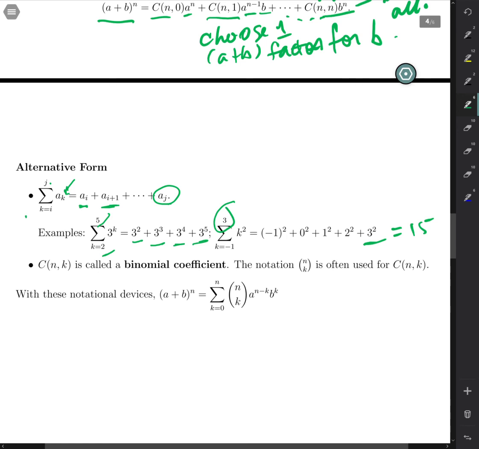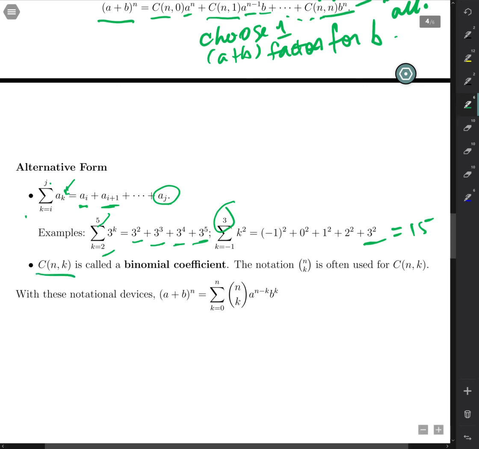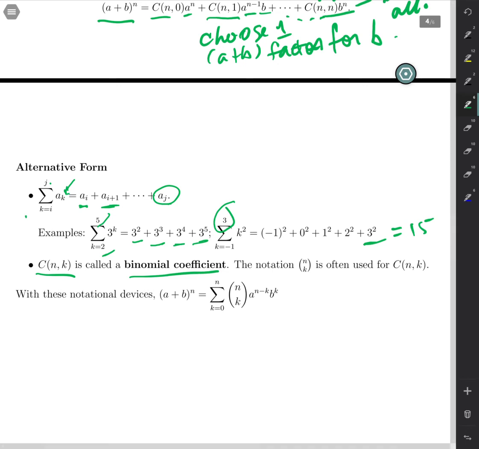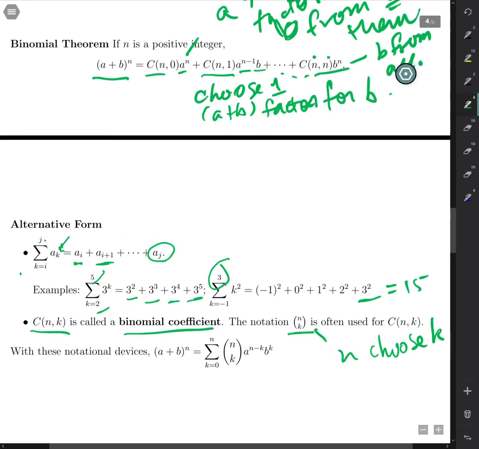But the point is that with this kind of notation, we can collapse the sum in the binomial theorem. Also, the C(n,k) is called the binomial coefficient. Why? Because it appears in the binomial theorem. And instead of C(n,k), the notation n choose k is used, with the parentheses looking like a fraction enclosed in parentheses. There's no fraction bar, however. And so in that form, I'll scroll down so you can see it up here.